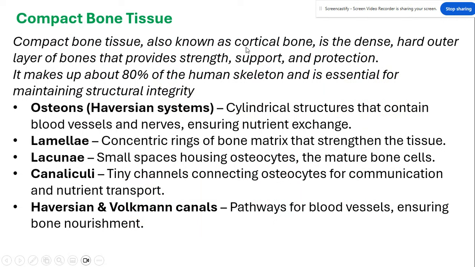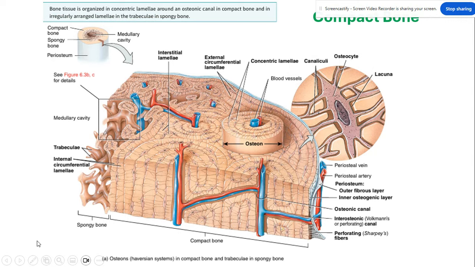Compact bone tissue, also known as cortical bone, is the dense, hard outer layer of bones that provides strength, support, and protection. It makes up about 80% of the human skeleton and is essential for maintaining structural integrity. Osteons, or Haversian systems, are cylindrical structures that contain blood vessels and nerves, ensuring nutrient exchange. Lamellae are concentric rings of bone matrix that strengthen the tissue. Lacunae are small spaces housing osteocytes, the mature bone cells. Canaliculi are tiny channels connecting osteocytes for communication and nutrient transport. Haversian and Volkmann canals are pathways for blood vessels, ensuring bone nourishment.